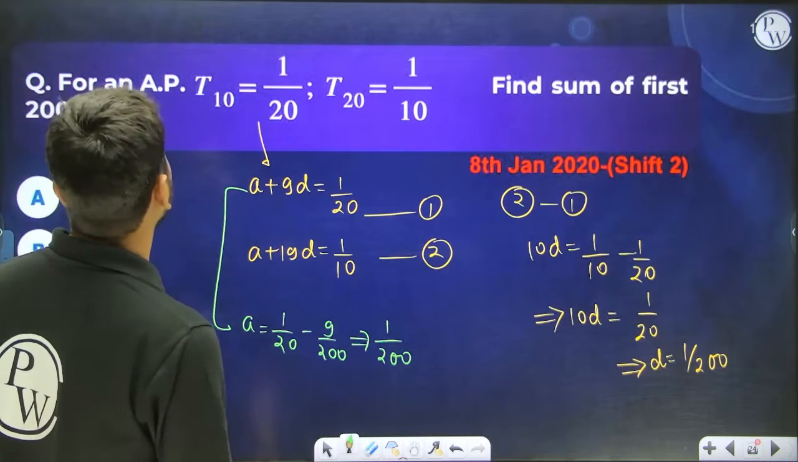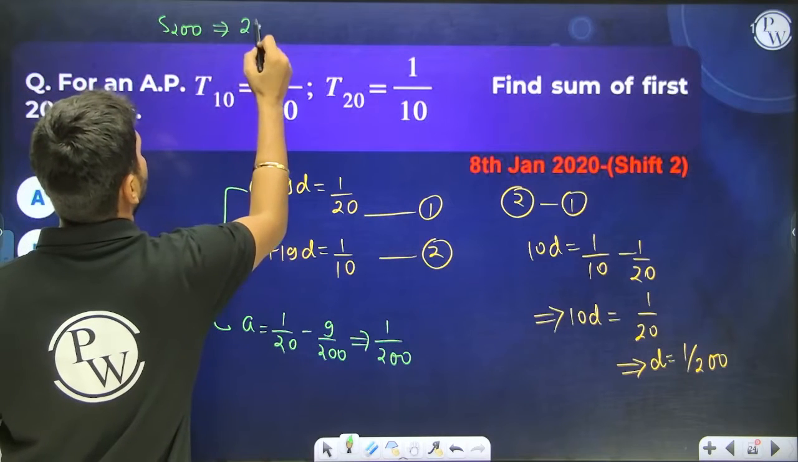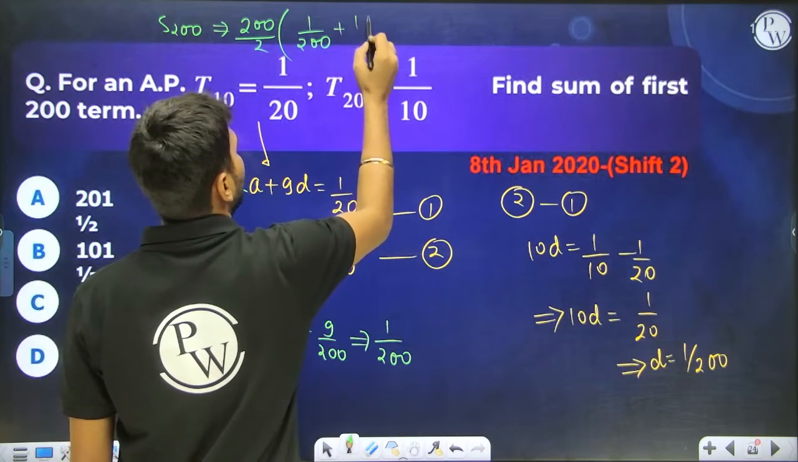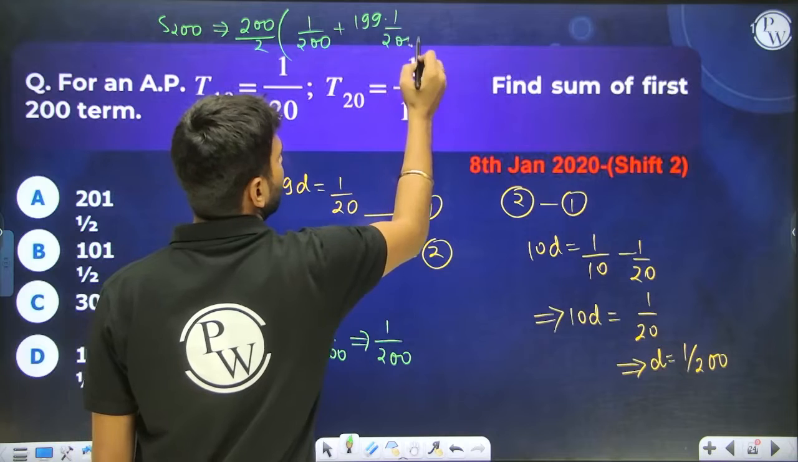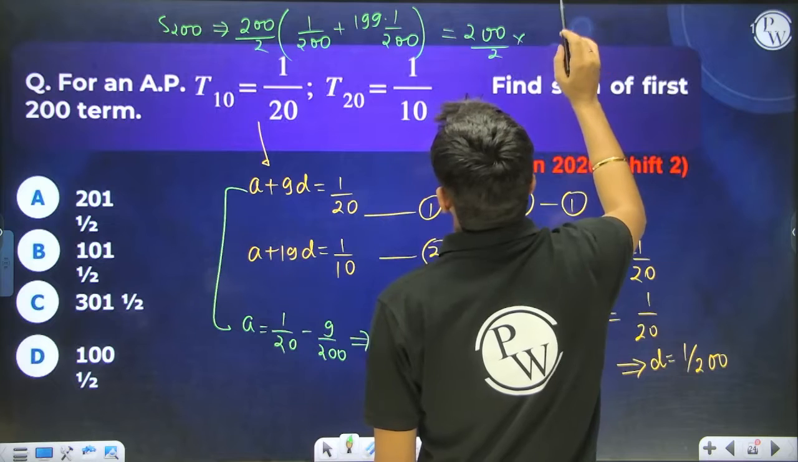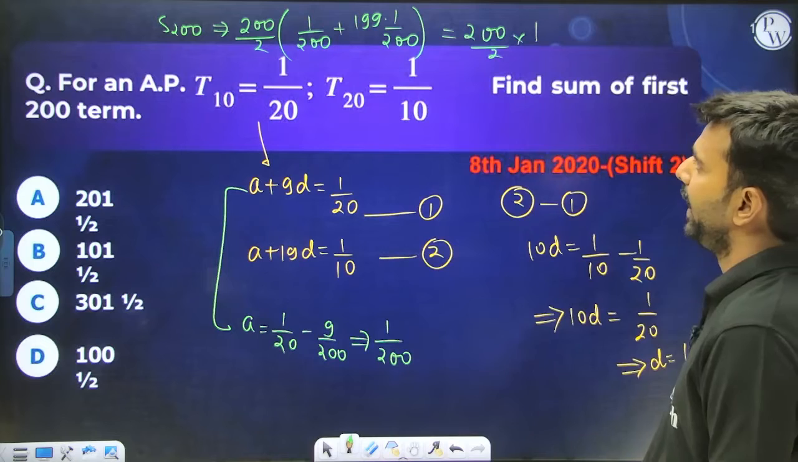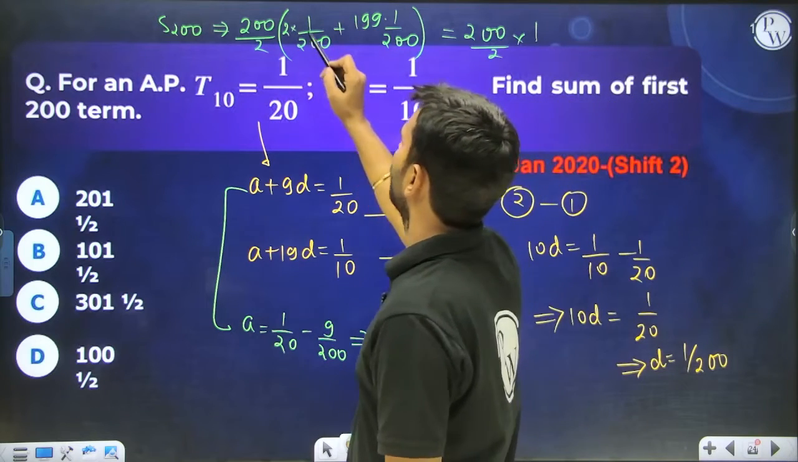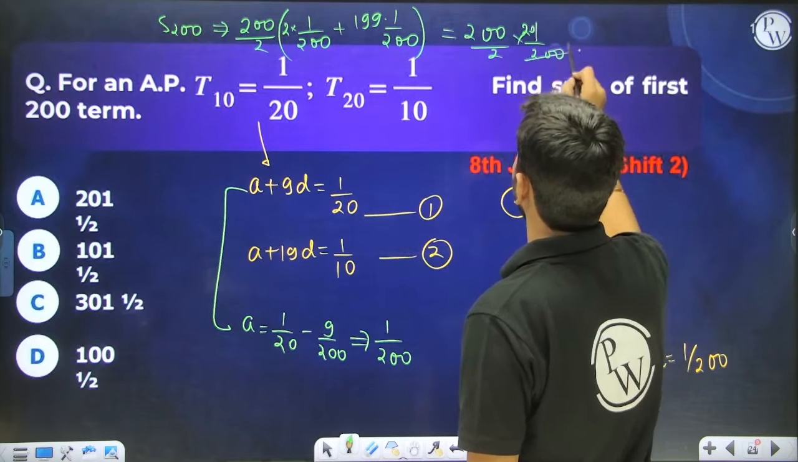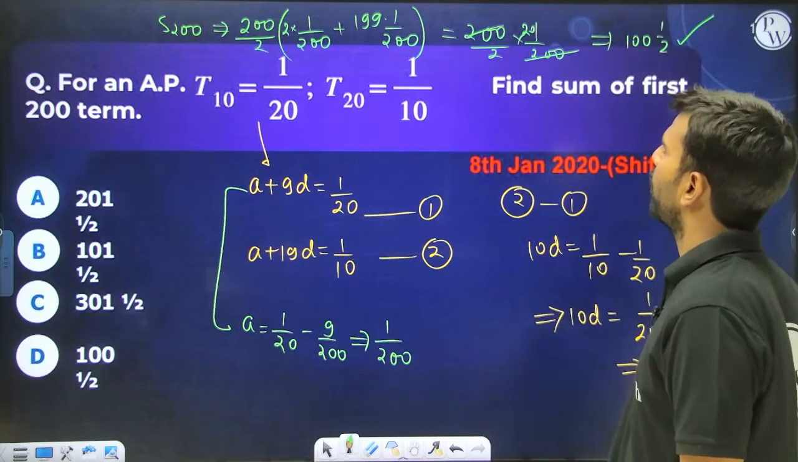So the sum of the first 200 terms, that is S200, is what the question is asking. So we can write it as 200 by 2 times first term plus 199 into d. Sorry, n by 2 into 2a plus n minus 1 into d. So this is going to be 201 by 200. 200 and 200 go away. So 100 and 1 by 2 has to be our answer, or 201 by 2.